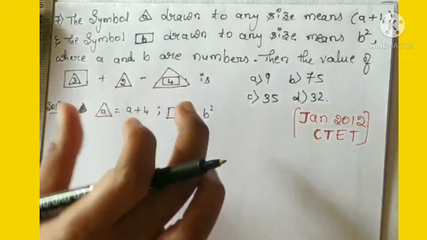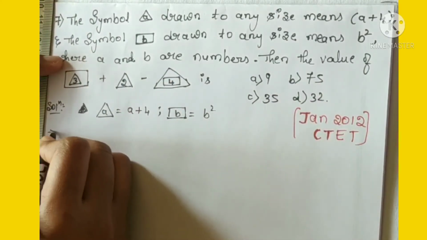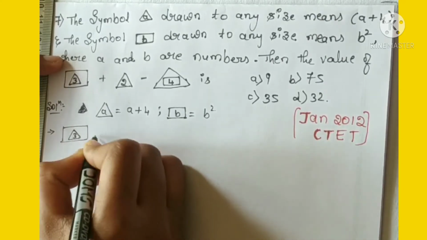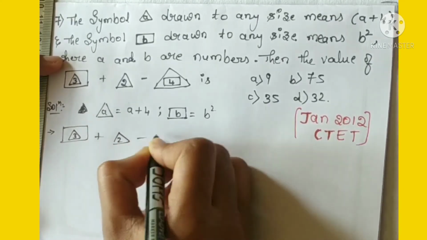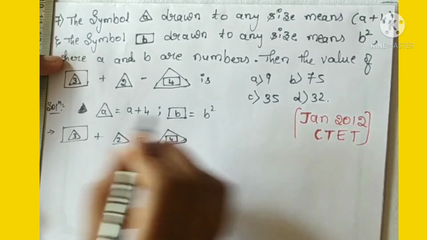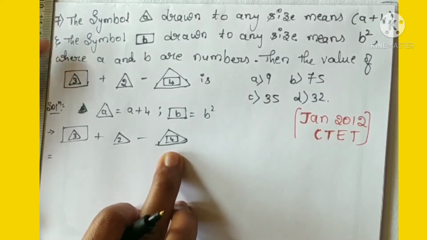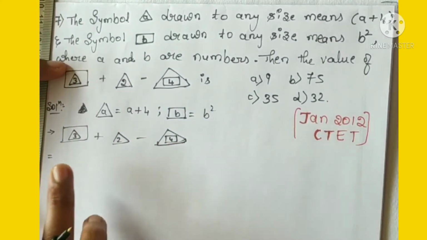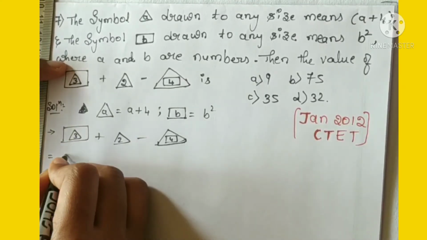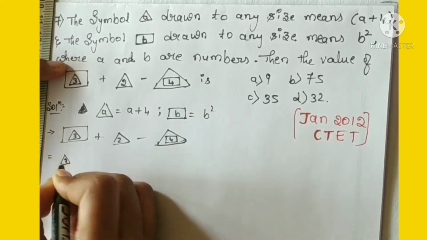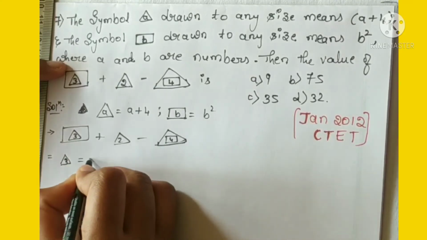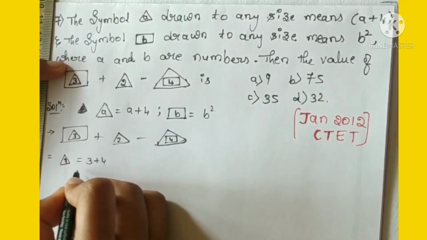Firstly, we have to write this equation as it is, that is rectangle, inside, plus 2. We have to find out the value of this equation. To solve this, firstly we have to solve from inside. So for this I consider triangle 3, which is equal to 3 plus 4, which is equal to 7.